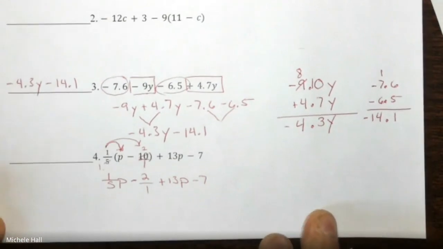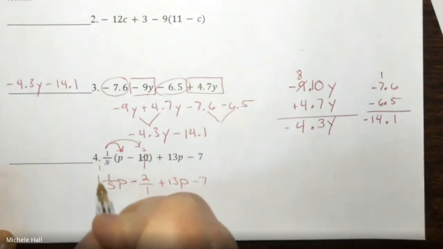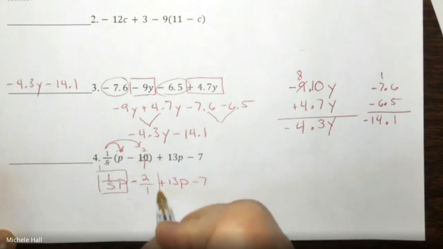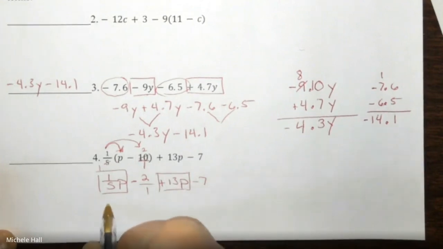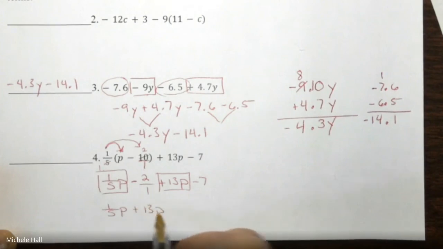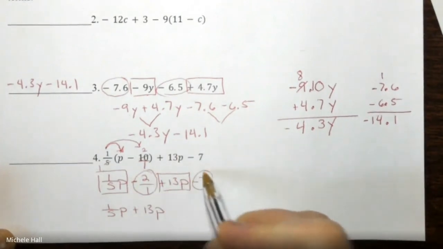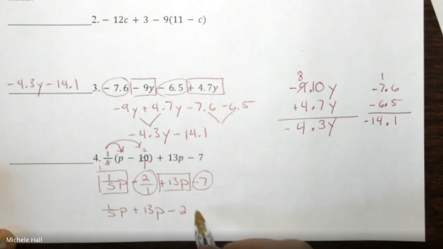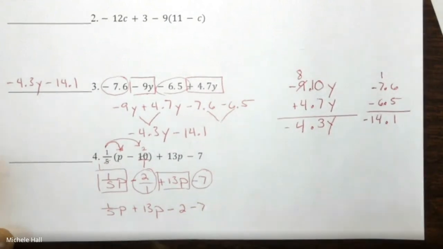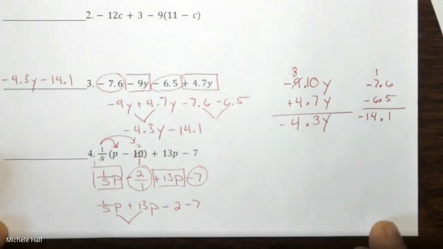I'm looking for like terms. What can I combine together? 1/5 p, positive 13p. I have negative 2 over 1, which is just negative 2. I can combine negative 2 and negative 7 together. Those are like terms. Negative 2, negative 7. All right, let's start with our variable first. 1/5 p plus 13p. These are the same signs, so I'm going to add them up and keep the same sign.